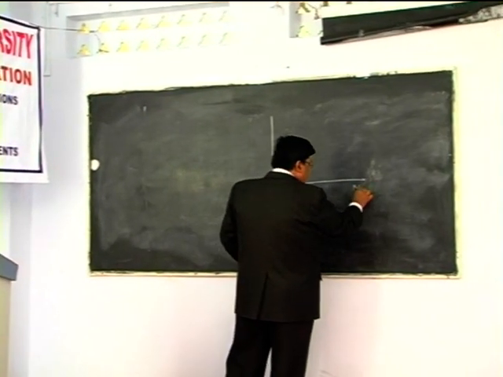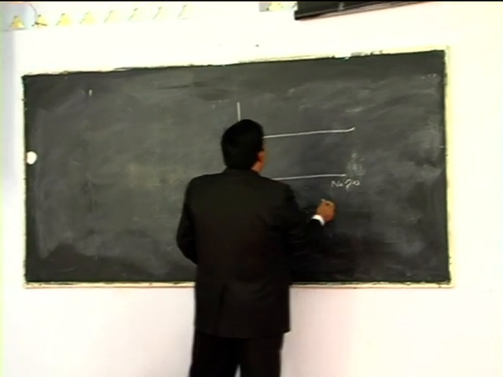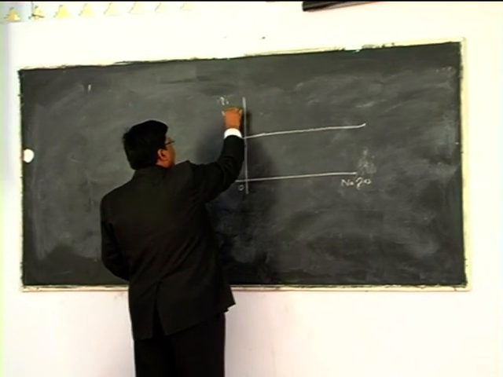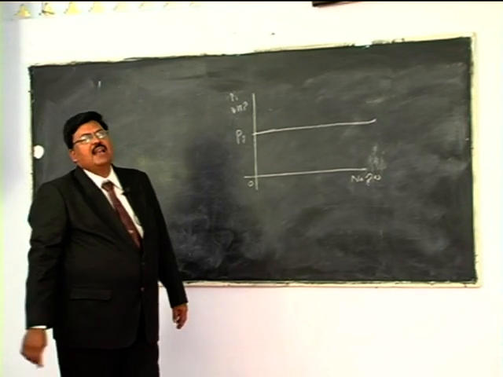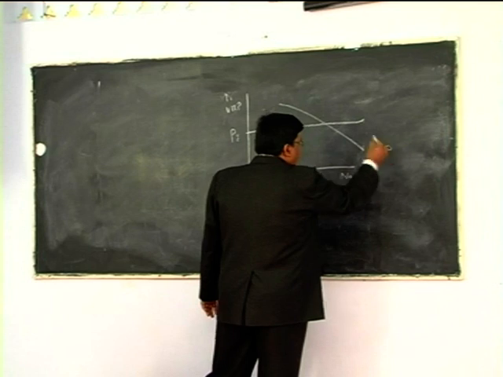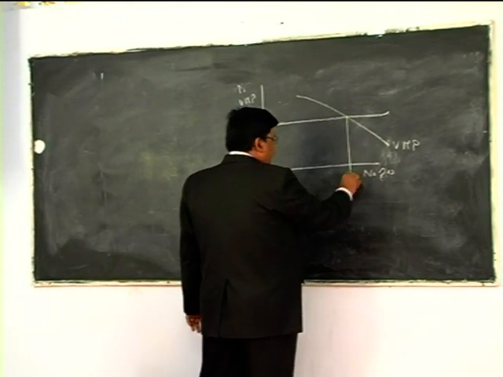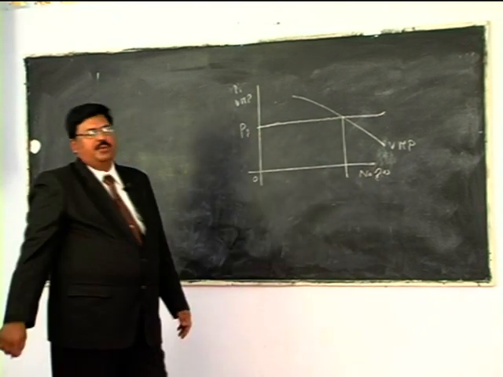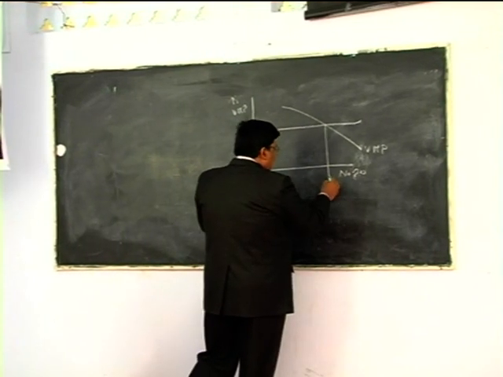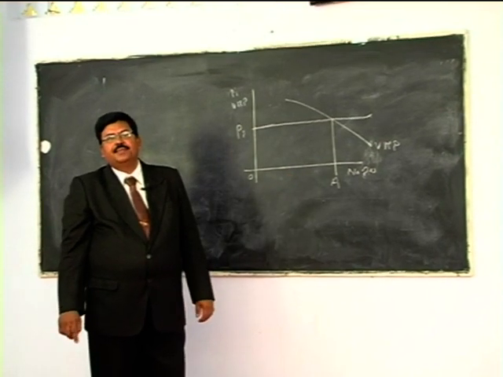Number of workers here. And this is price of input and VMP, value of marginal product. And if you draw the value of marginal product curve, we will see that at the 20th worker, VMP is equal to price of input. That is 20. This is the optimal quantity. Say OA is the optimal quantity of workers to be hired.